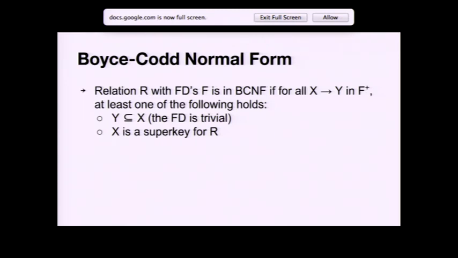If it's not trivial, then X, the left-hand side of that functional dependency, is a superkey for R. In other words, if R is A, B, C, D, E, and X is, let's say, AB, and you can say AB determines A, B, C, D, E, then AB is a superkey for R. If either one of these conditions holds for every functional dependency, then you know that the relation is in BCNF.